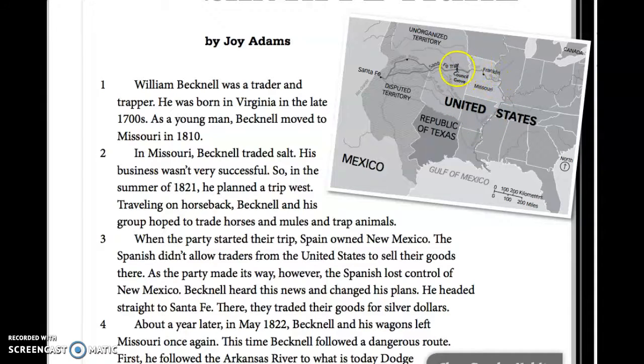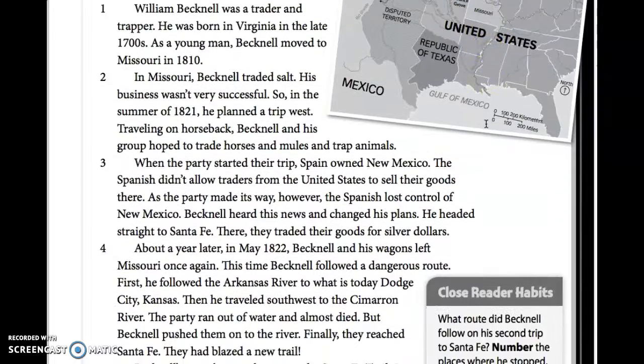Missouri River, Santa Fe Trail, Arkansas River. Look, Cimarron River. I can see Santa Fe right there. And here's the Santa Fe Trail. And look, here's a mountain route that looks like he took. So this is important so that we can see how far and where they traveled.